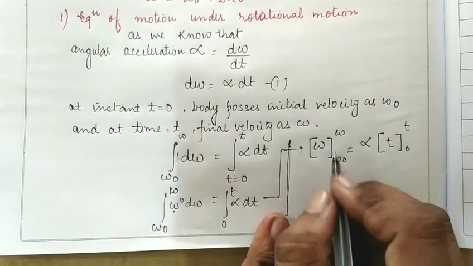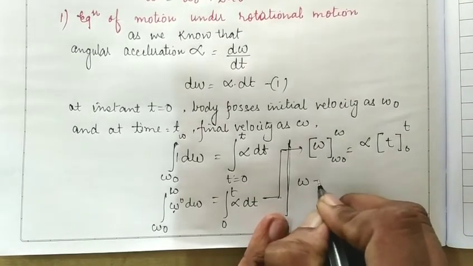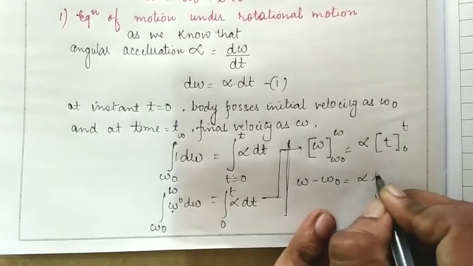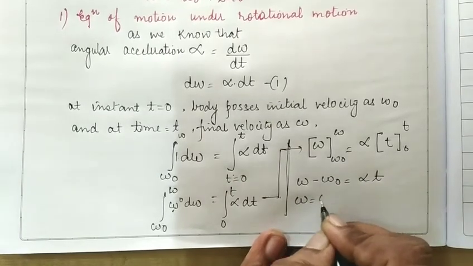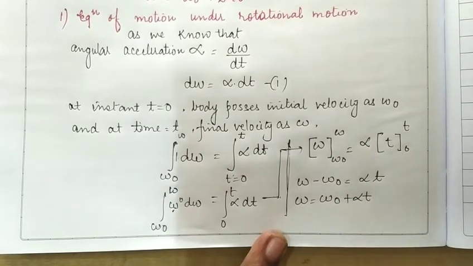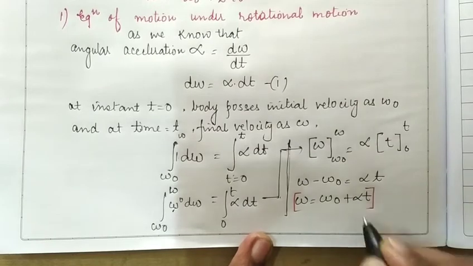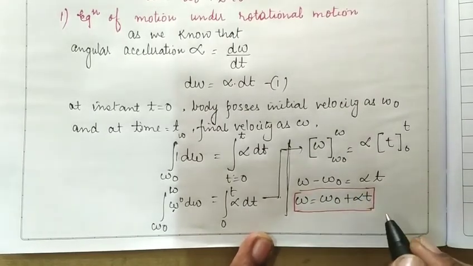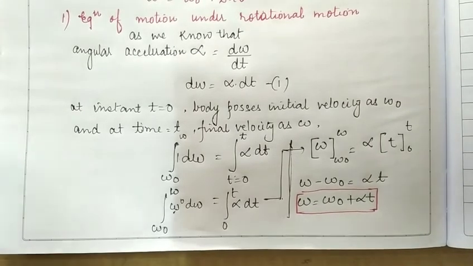Now put the upper limit and lower limit in the achieved equation. So it becomes omega minus omega naught equals alpha into t. Students, from here we can conclude that omega equals omega naught plus alpha t. So this is the first equation of motion when a body possesses angular or rotational motion. In this way we can calculate the first equation of motion of the body under the rotational motion.